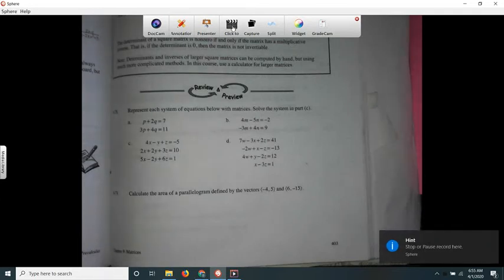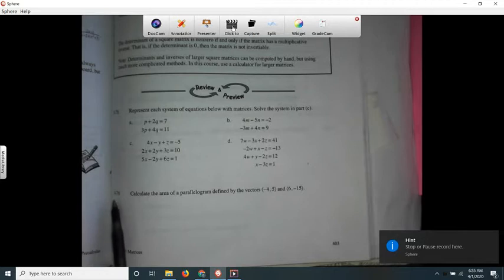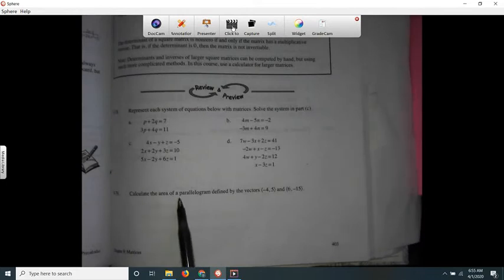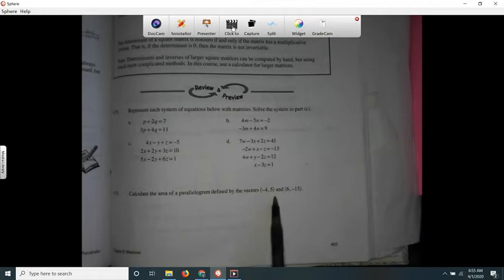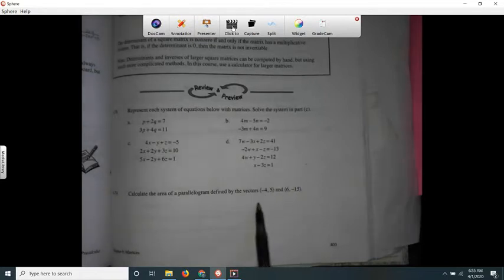Here is Precalc, number 9-79, and it wants us to calculate the area of a parallelogram defined by these two vectors. Okay, so I'm not sure if we did one of these in class or not. I'm not even sure if there's a math notes box for this. It might just be somewhere in one of the exercises where they kind of showed you that.